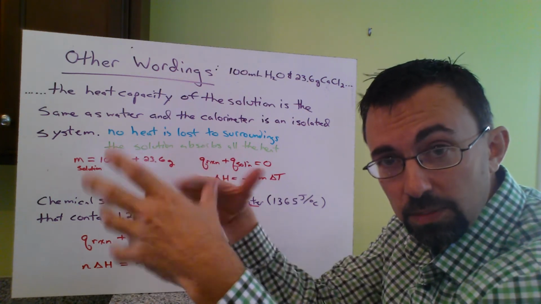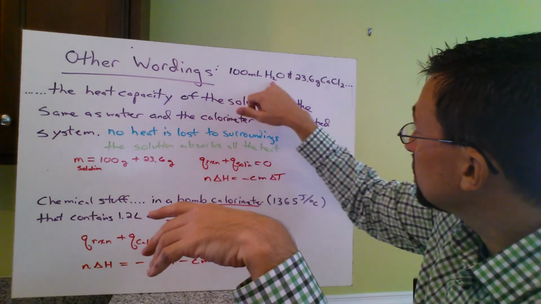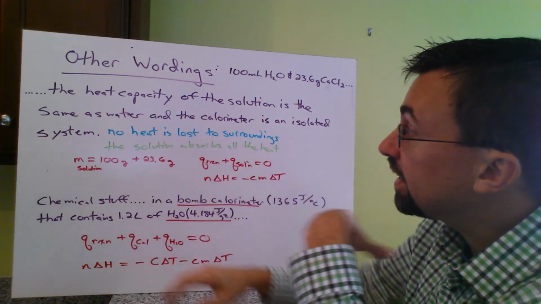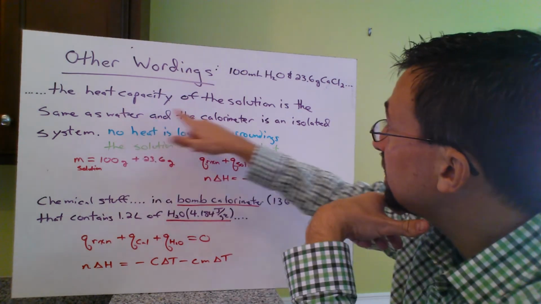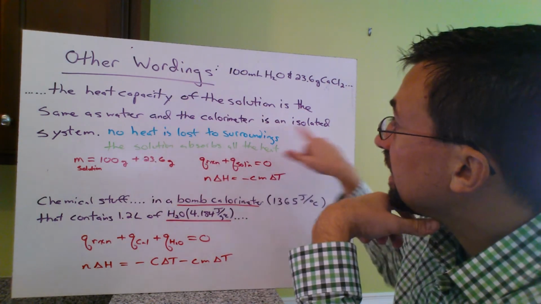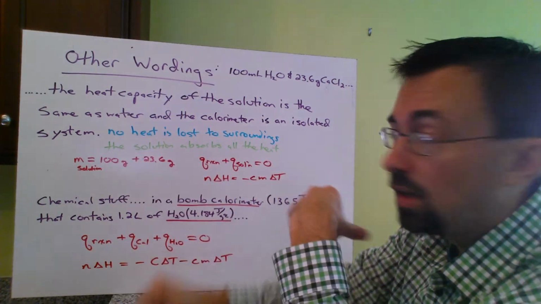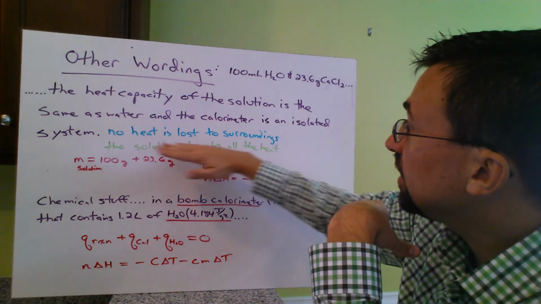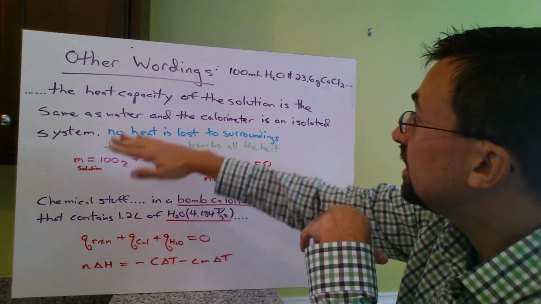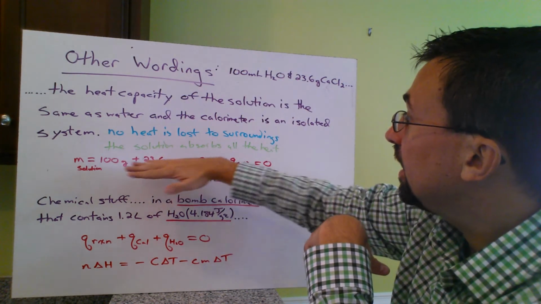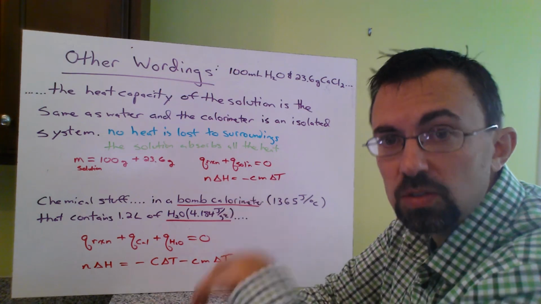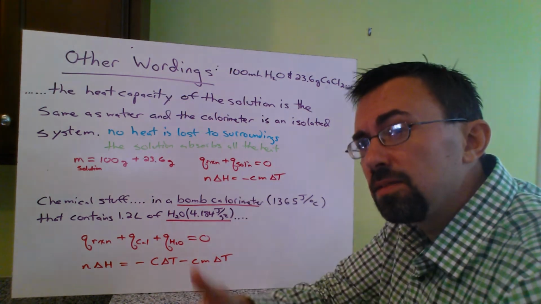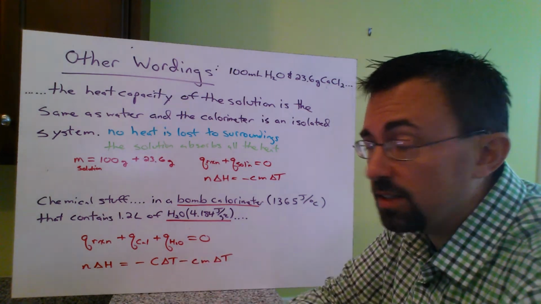Like it'll say, in a coffee cup calorimeter, 100 milliliters of water is combined with 23.6 grams of calcium chloride, the temperature changes, blah, blah, blah. And then at the end, they ruin it by saying the heat capacity of the solution is the same as water, and the calorimeter is an isolated system. Or they might say the heat capacity of the solution is the same as water, and no heat is lost to the surroundings. Or they might say assume that the solution absorbs all the heat, or there's a perfect heat transfer within the solution. So again, verbiage changes, different ways of writing this.